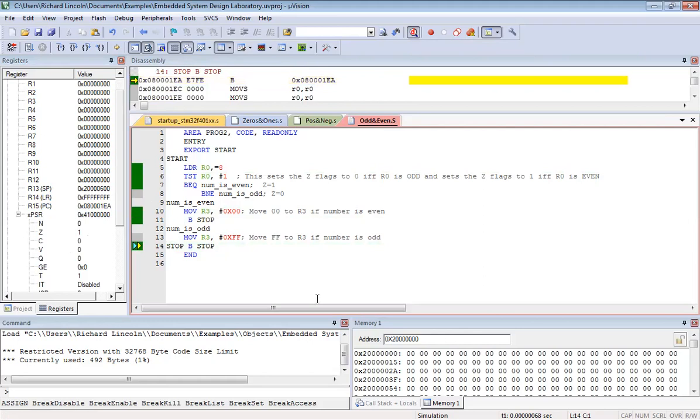Sorry, for odd and even, we're looking at just the LSB bit, like 1, 3, 5, 7. How do I know? I just look at the LSB bit. And if I want to know if it's positive or negative, then I will look at the most significant bit. If all are ones, then it is going to be a negative number, and if the MSB is 0, then it's a positive number.